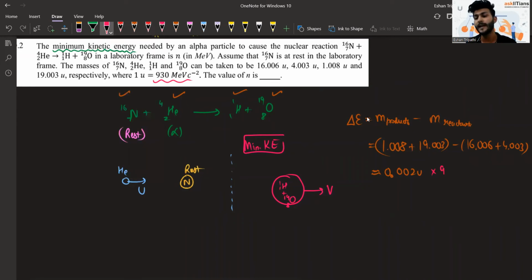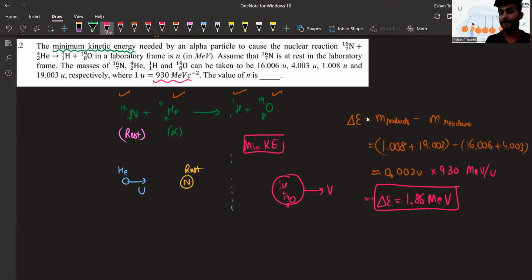931. 930 in this case. So mega electron volt per unit joule. So it turns out this number comes out to be 1.86 mega electron volt. Now, guys, this is not the final answer. That is not the final answer. Basically, that is the extra energy reactants need to have coming when products got dissociated.